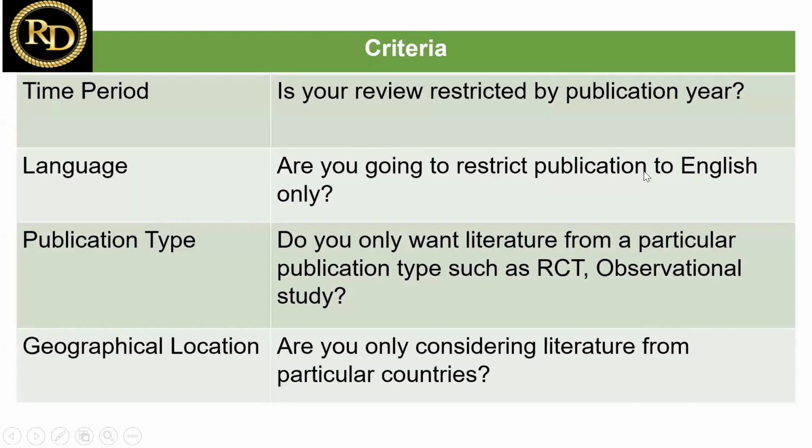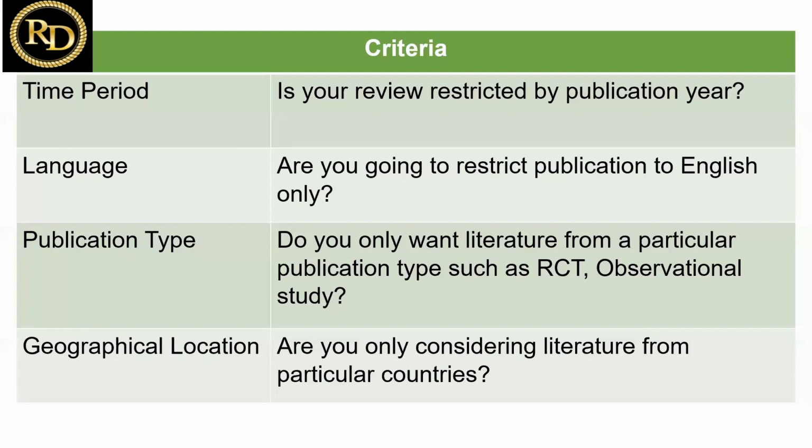Now, the use of these search filters: when you use time period, it means your review is restricted by publication date. If you want to look for studies from a particular period, like from 2010 to 2023, then you can use the publication filter. You just go to the publication years field, then type your years from 2010 to 2023, and it will give you results exactly from that particular period.